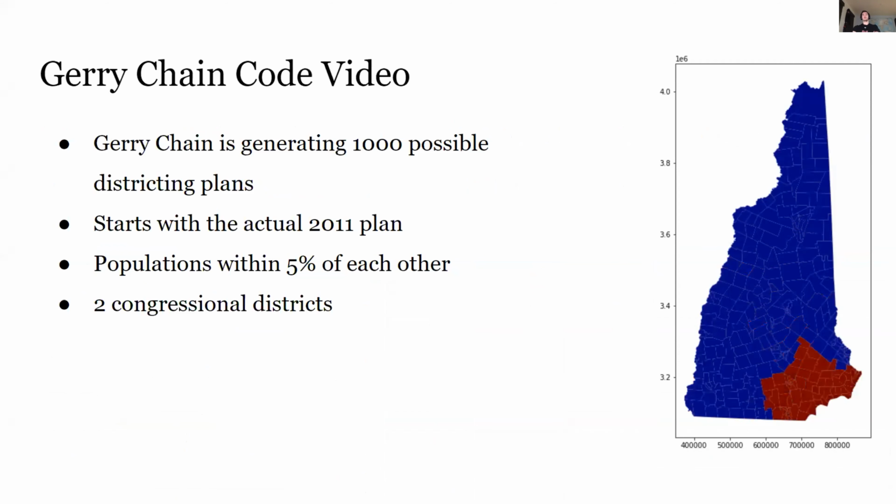Here's a video of GerryChain generating 1,000 possible districting plans. It starts with the districting plan that was created in 2011, and it's generating suggested districting plans for New Hampshire's 2 congressional districts.